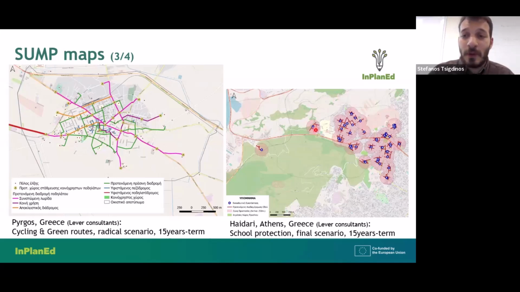It's a municipality within the metropolitan area of Athens, because the other cities that we've seen are more like areas in rural and regional areas. They are not so much a metropolitan area like Athens. And we can see the school protection, like some buffers, and more precisely some roads where we are going to implement this vertical and horizontal signing.